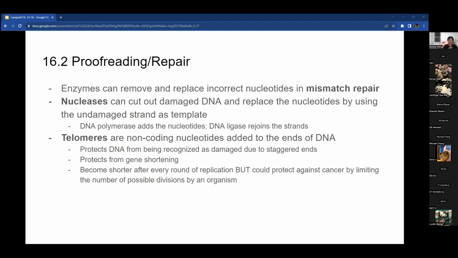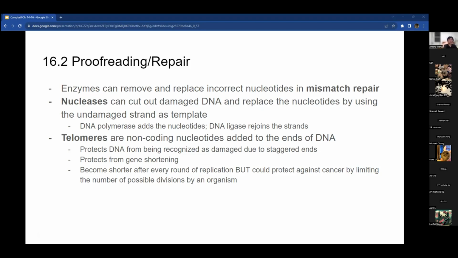One of the functions, like we just described, is that telomeres will protect against gene shortening. Instead of the Okazaki fragments cutting out a specific piece of coding exon DNA, the telomere will get cut off. And because the telomere is non-coding, it's just protective. It doesn't have a phenotypic effect on the cell.